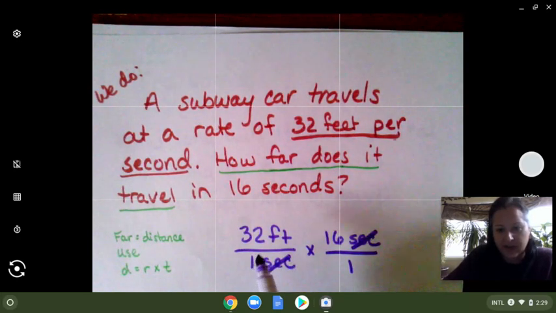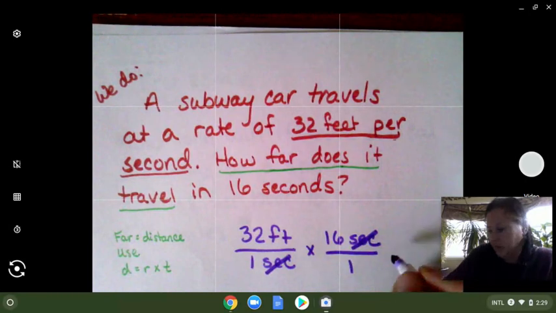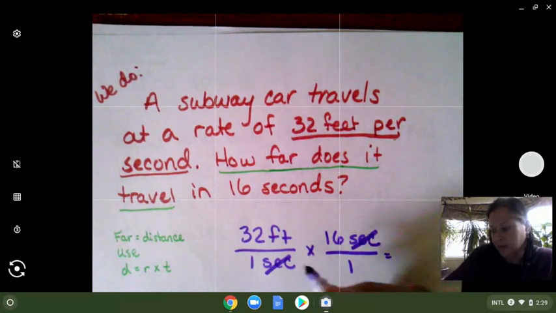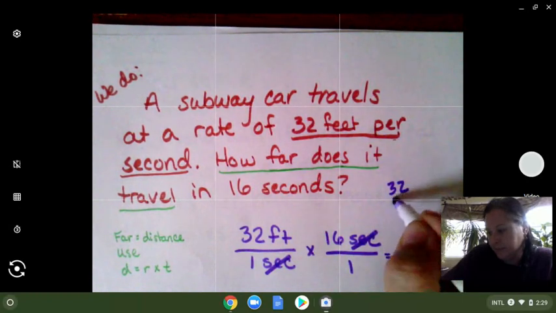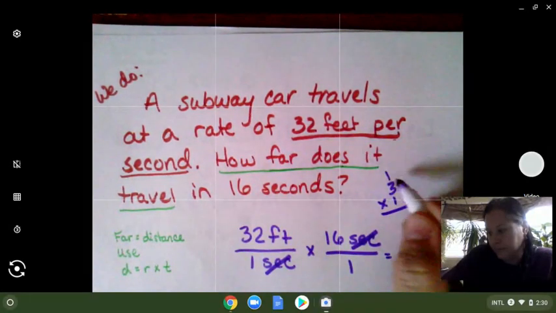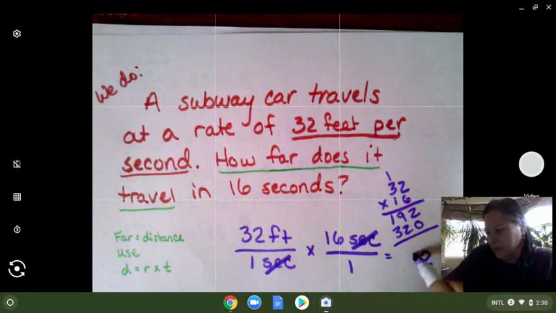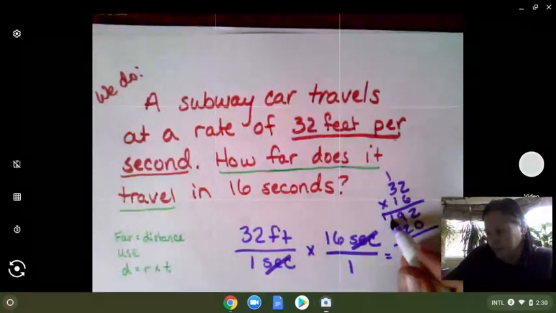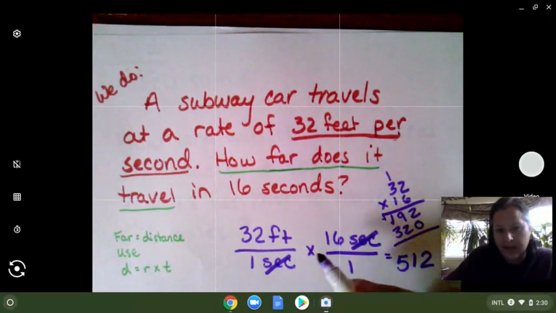We're just going to have our numerators multiplied together and our denominators. So 1 times 1 is 1, so we don't need a denominator on this one. We're going to do 32 times 16, which gives us 512. When I add this all together, I get 512, and I'm left with feet.